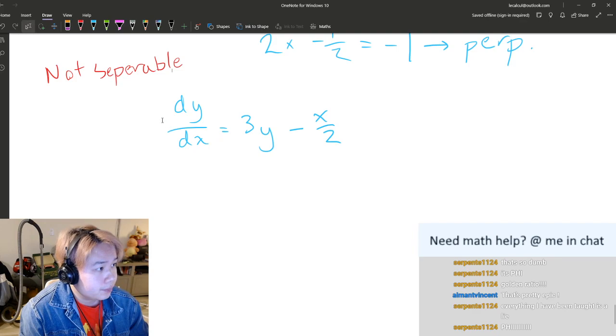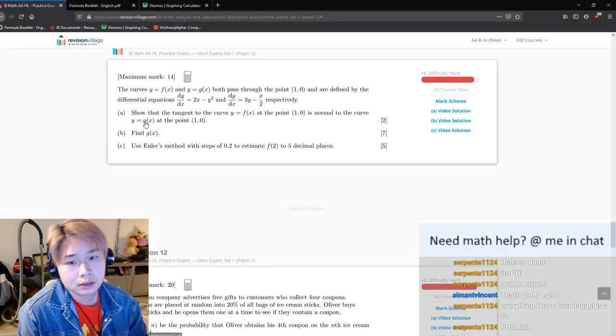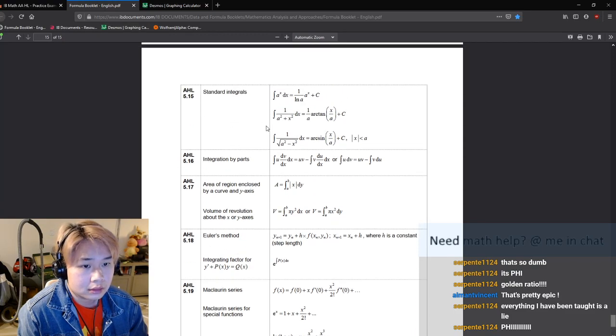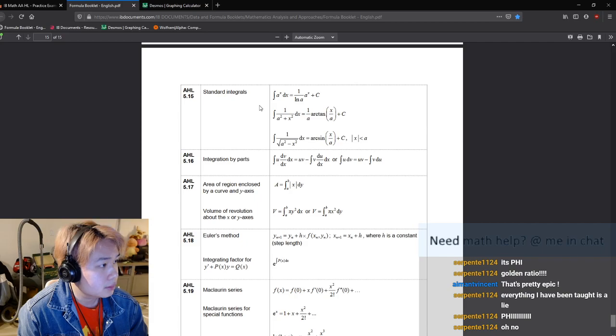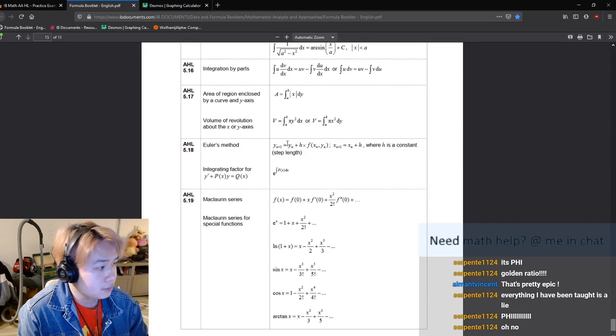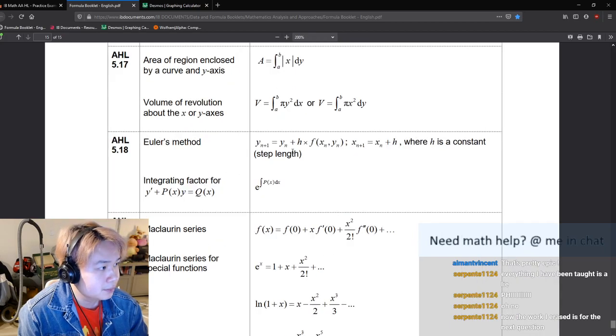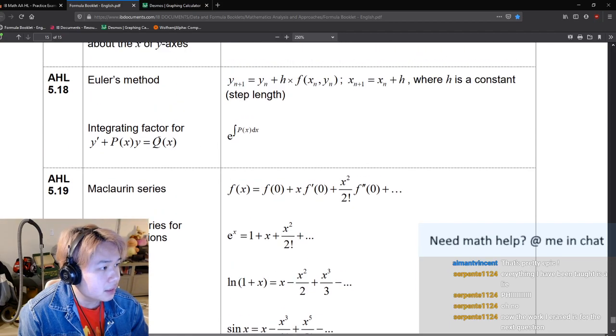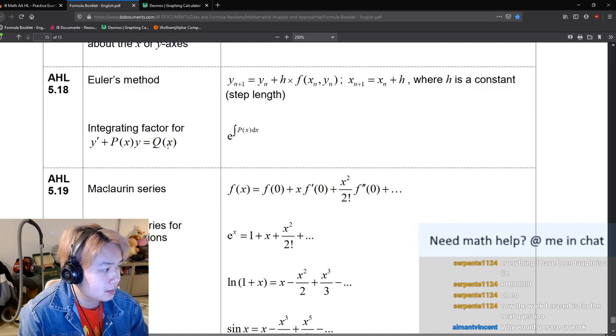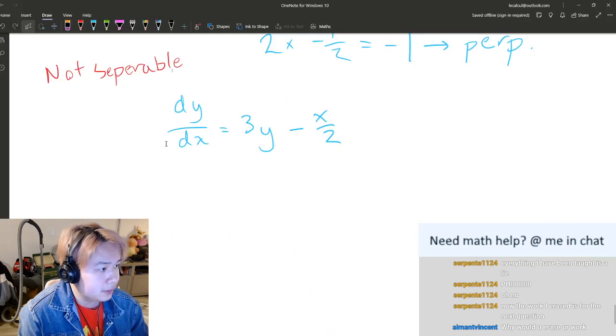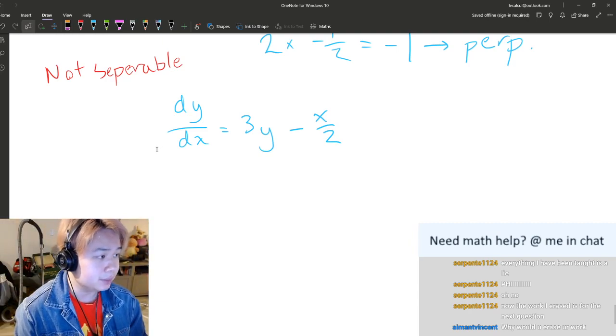So what other options do you have in HL? Oh no? What's oh no? Now the work I erased is for the next question. Oh no. Okay, I guess you only have integrating factor. So let's see if you can collect your y's on one side and have the other side just be x's. Well, it's fine. Even if you erased your work, you already did it, so it's not a big deal to recreate it.